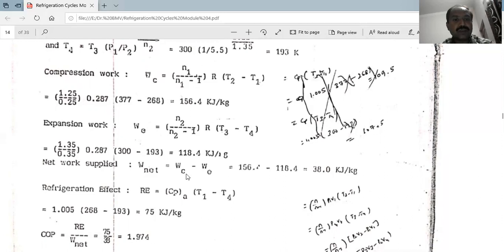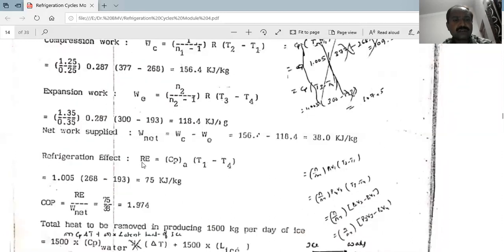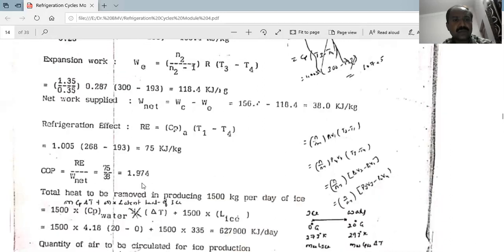Then W net is equal to WC minus WE, which is 156.4 minus 118.4, it becomes 38 kilojoules per kg. That is the net work. The refrigeration effect RE is equal to Cp into (T1 minus T4), which becomes 75 kilojoules per kg. COP is equal to RE divided by W net, which becomes 1.974. This is the COP of the air refrigeration system.